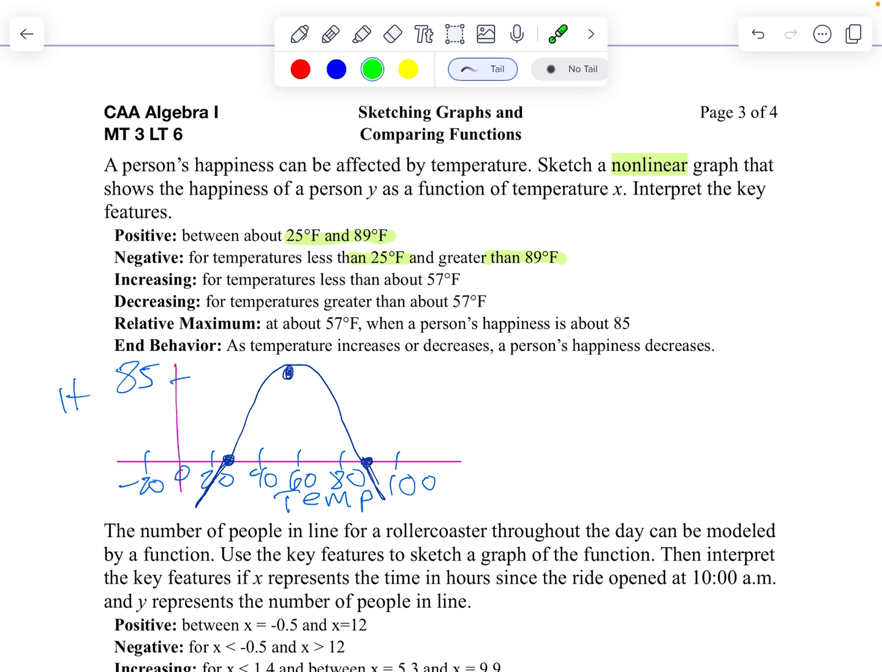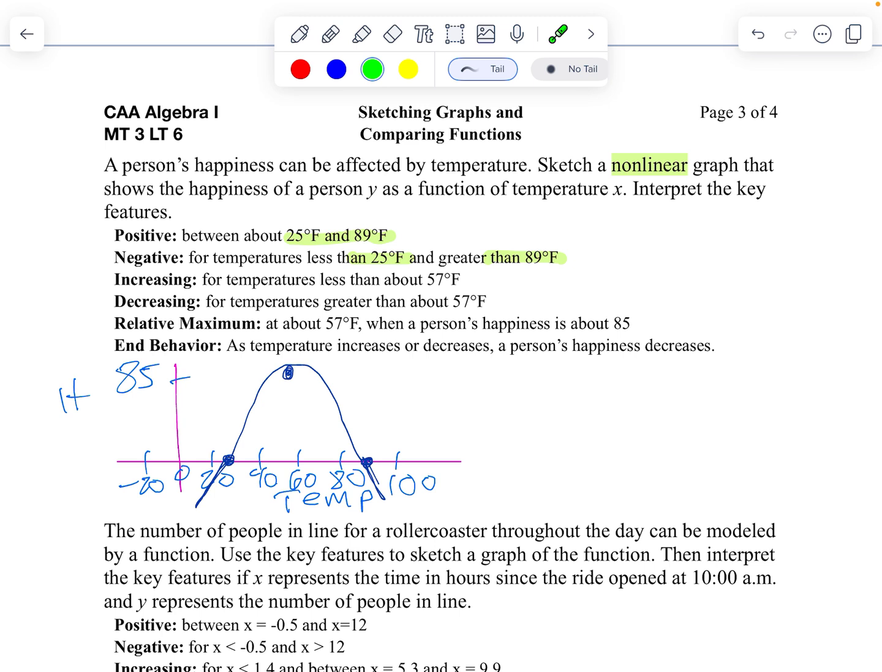And then it's increasing for temperatures less than 57. So it's increasing for this part of the graph, and then it's decreasing for that part of the graph. And we got a relative maxima, and it's going down in both directions. So that seems like we have hit everything we need to hit for our graph. So you do a little guessing, a little checking, and then you verify it. Key, verify.